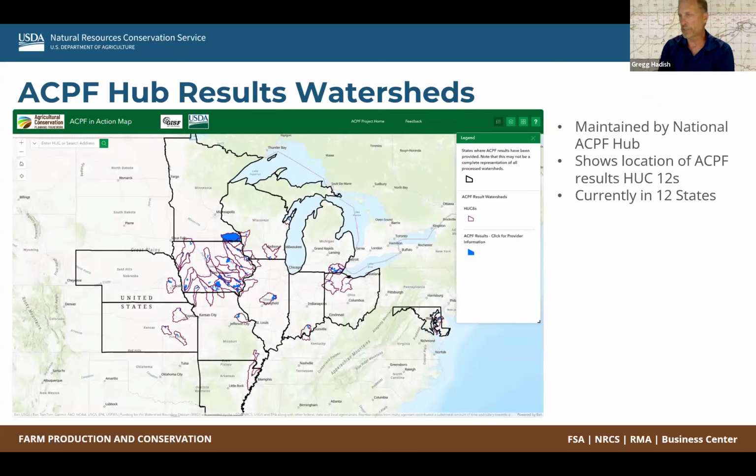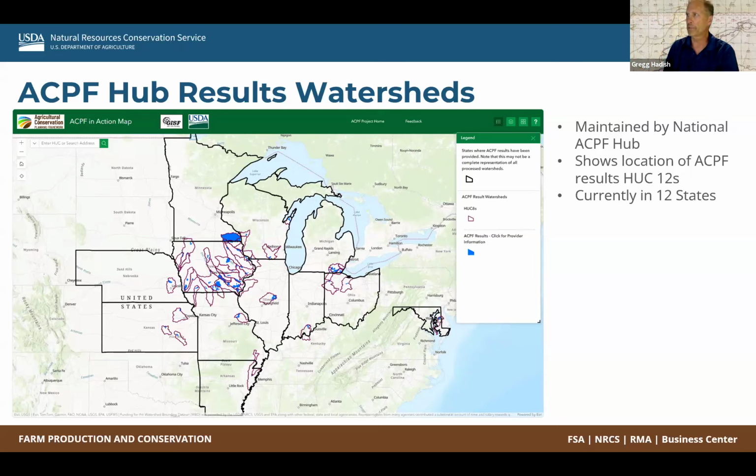Okay, this is a slide we saw earlier, and it's showing where the ACPF results watersheds are available. One thing I just wanted to clarify here, the ACPF has been run on many, many more areas than what's just shown in blue on this map. This is showing what data is freely available through the national ACPF hub. So these are map services that are out there in the public realm where anybody can utilize that data.